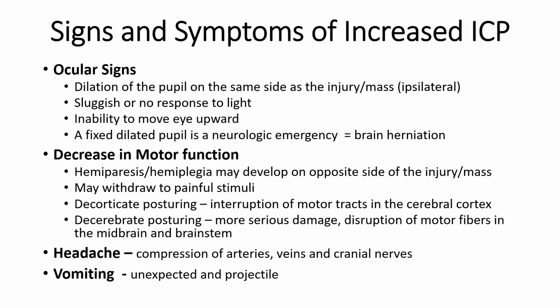And then we're going to notice some posturing. So we're going to talk about decorticate posturing, which means there's an interruption of the cerebral cortex. And then decerebrate posturing, which is definitely more serious, and it's a disruption of the midbrain and the brainstem. Okay, so there's compression of the midbrain and brainstem, which is not good. The patient can develop a headache. They can have projectile vomiting. It can be very unexpected.